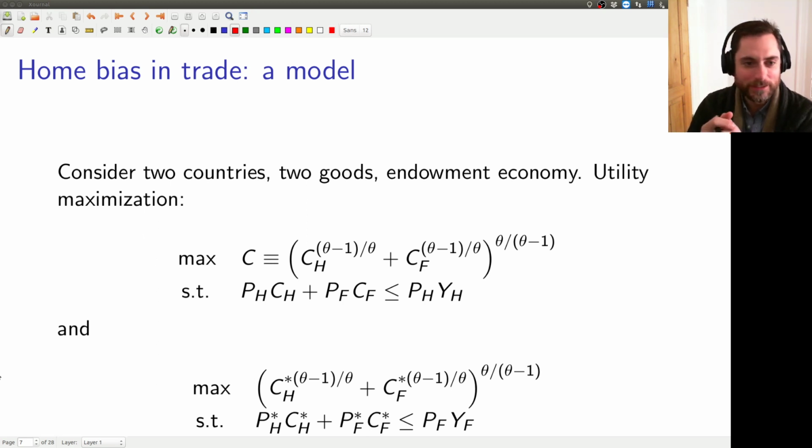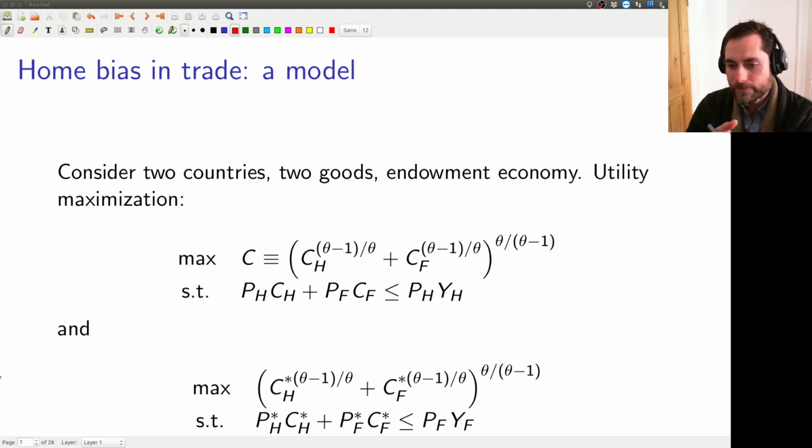Because if you only have one good, say cheese, this is the example I was just using. If you have cheese and I have cheese, then what? If I give you cheese, what are you going to give me in return? Cheese? So you need to have at least two goods in order to have trade. And then finally, in this example, we're going to have an endowment economy, which means that there's no production. It's just each country is endowed with a certain amount of one of the goods.